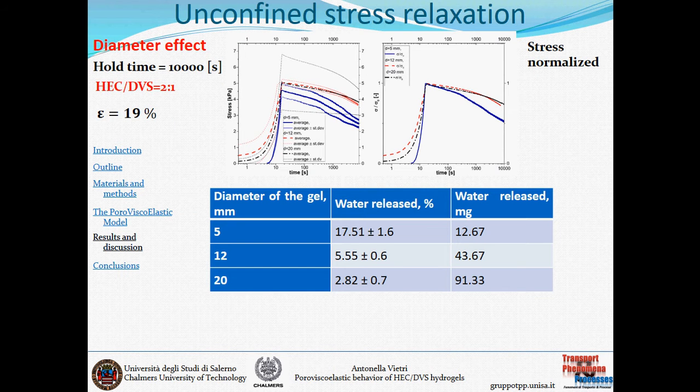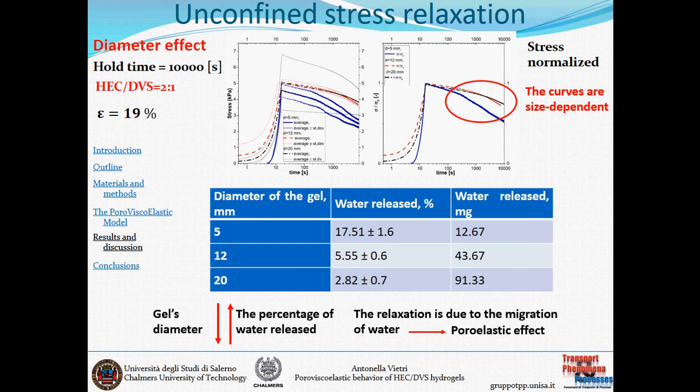The long-time range tests revealed the poroelastic effects. The stress relaxation curves, as shown in these graphs, are size-dependent, and the relaxation is due to the regression of water as reported in the following table. Furthermore, the smaller the gel diameter, the higher the percentage of water released. In the short-time range, instead, the curves are similar and independent of the gel size.